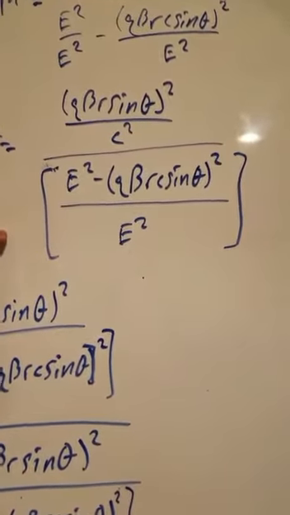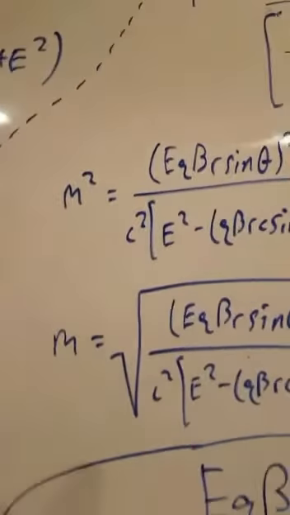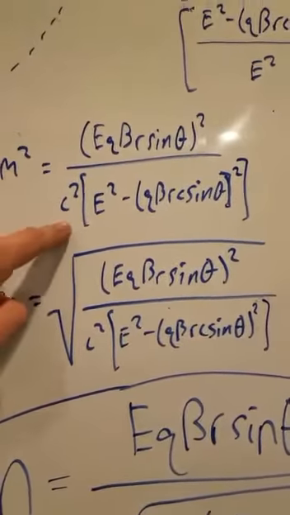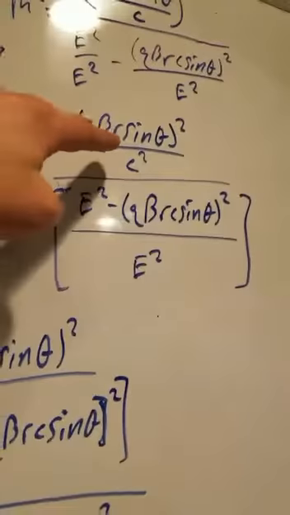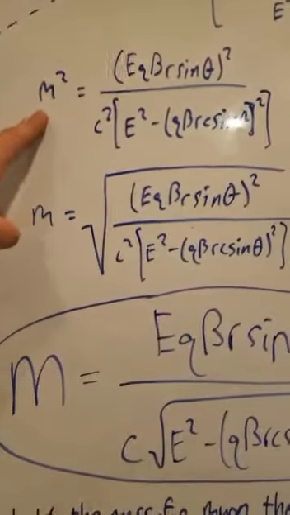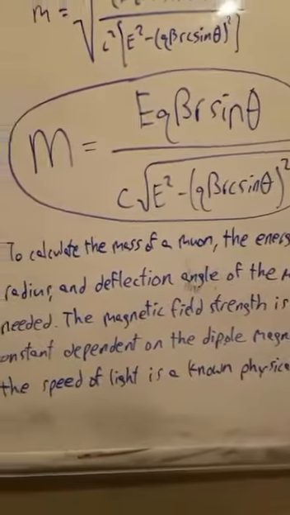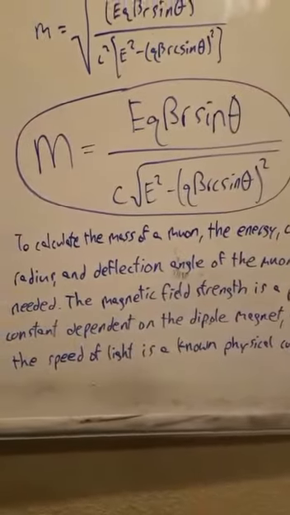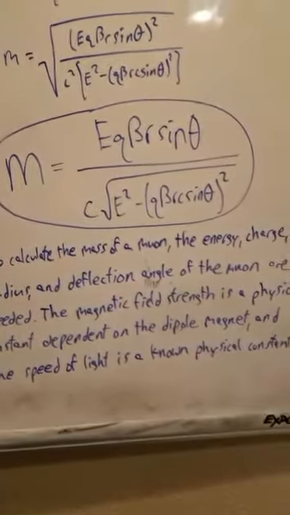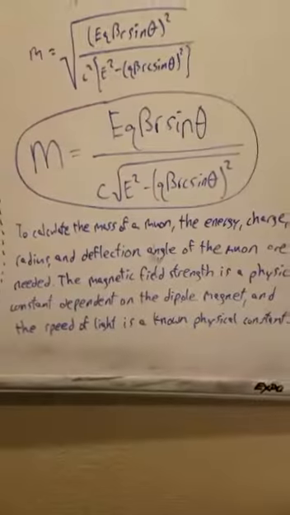Okay, so the nice thing is the c is going to drop down, and the e squared is actually going to pop up. So that's how we get to here: this e squared term is now included in that square, and this c squared comes from this coming down here and being multiplied with all of this. And now that we have everything in terms of m, we just take the square root of it, and this is the master equation right here. The m equals e q beta r sine theta divided by c times the square root of e squared minus q beta r c sine theta squared. Okay, and I am going to then talk about why we can use this.